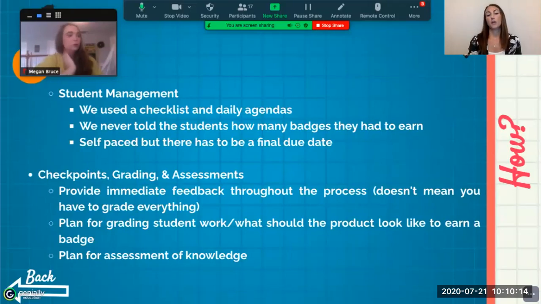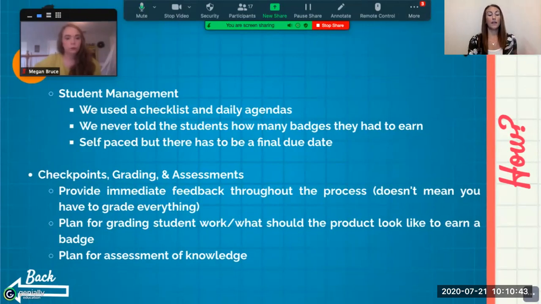So I always made sure I provided immediate feedback throughout this process. That doesn't mean you have to grade everything. When I say 89 badges, that might freak you out. I'm not trying to do that. I didn't grade 89 pieces of work for one student. I would go insane. What I did is when they came up to me during class to prove to me that they had earned it, I only spent like 5 minutes and I could tell if they knew what they were talking about or not, and they would earn it.